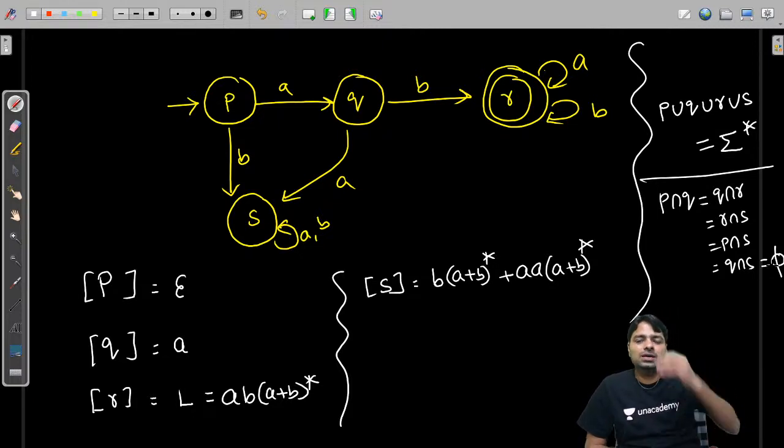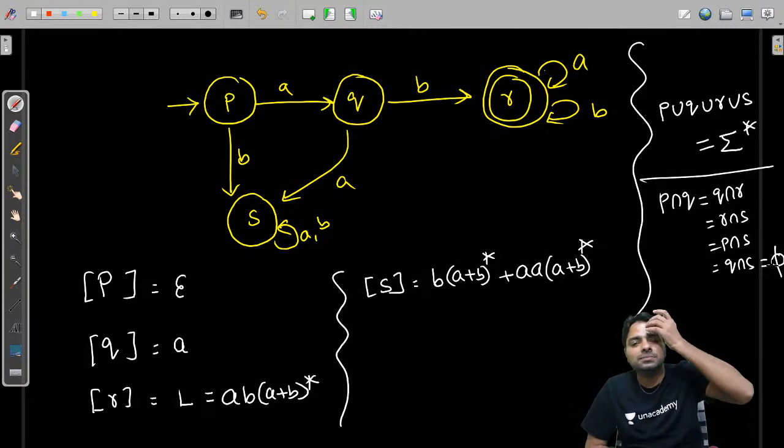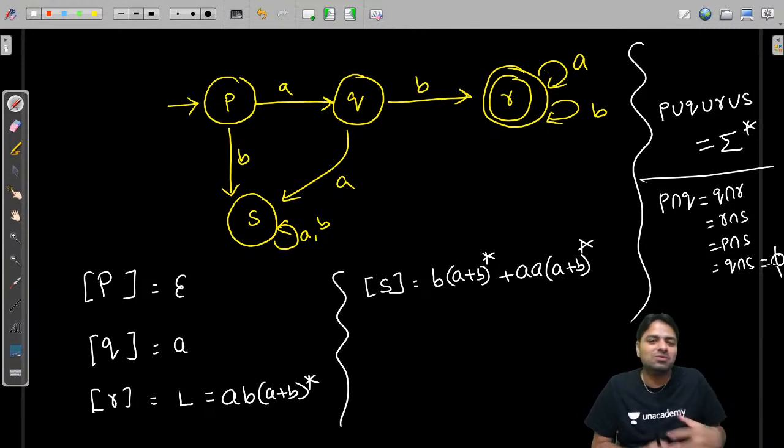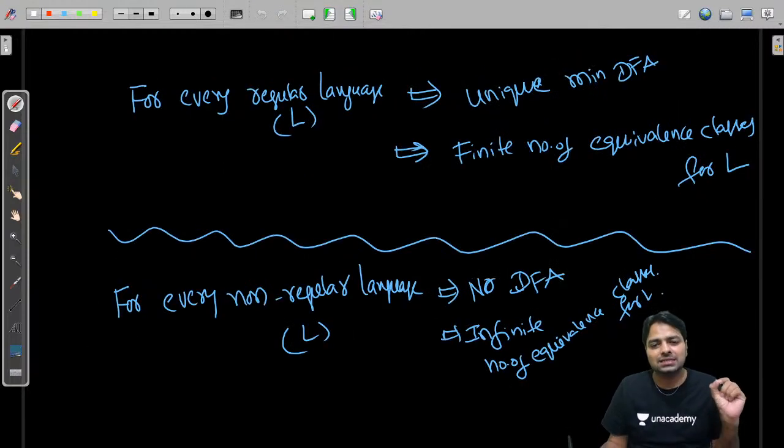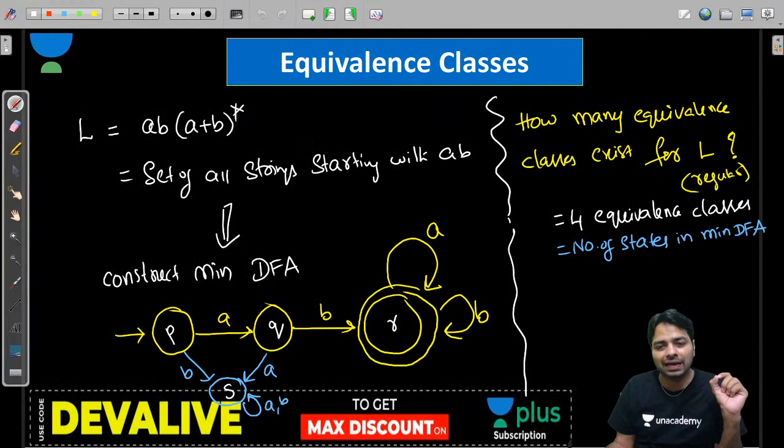This is what the Myhill-Nerode theorem says. I'm not saying the name, but I was teaching the same thing to you guys. This is about the equivalence classes of a regular language. Equivalence classes of a regular language depend on the Myhill-Nerode theorem.